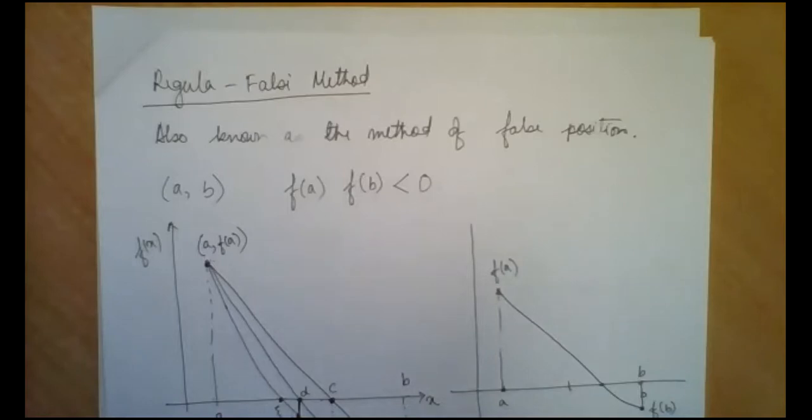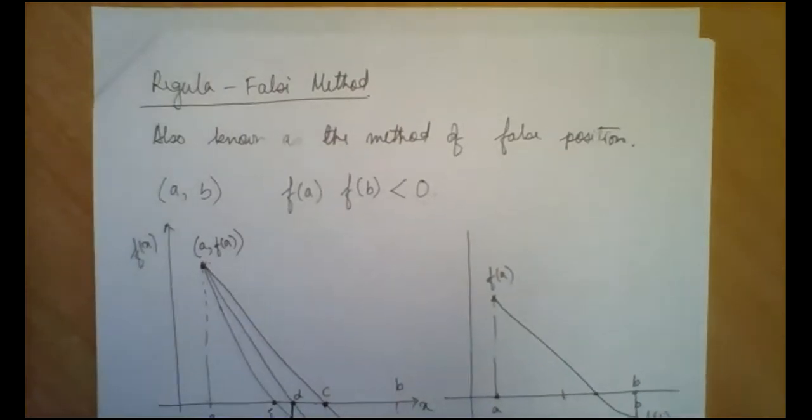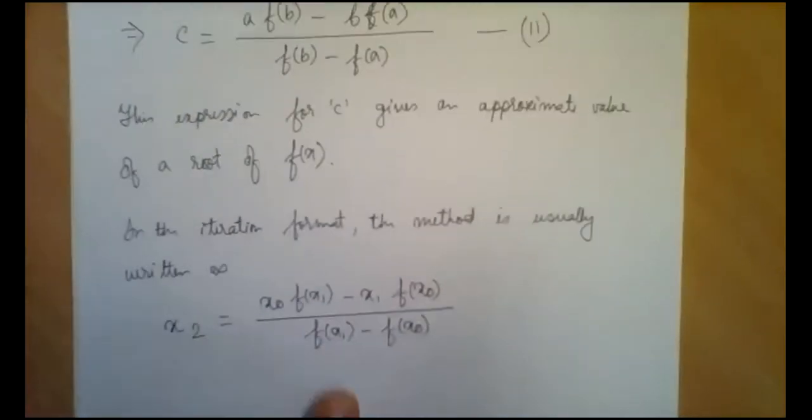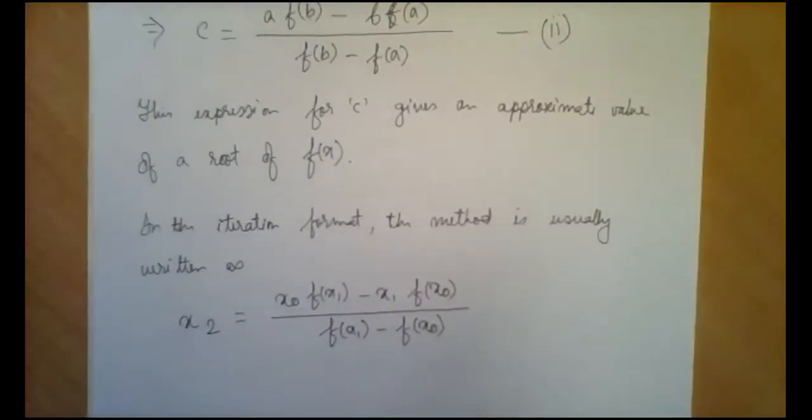Okay, yesterday we learned the regular falsi method. In the regular falsi method, at its first stage we find an interval x0 to x1 which contains a root of the equation, and then apply the iteration formula.